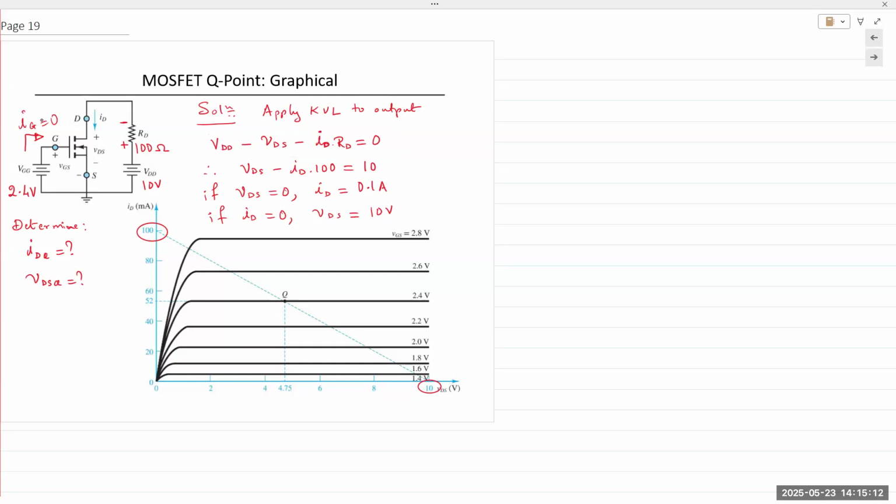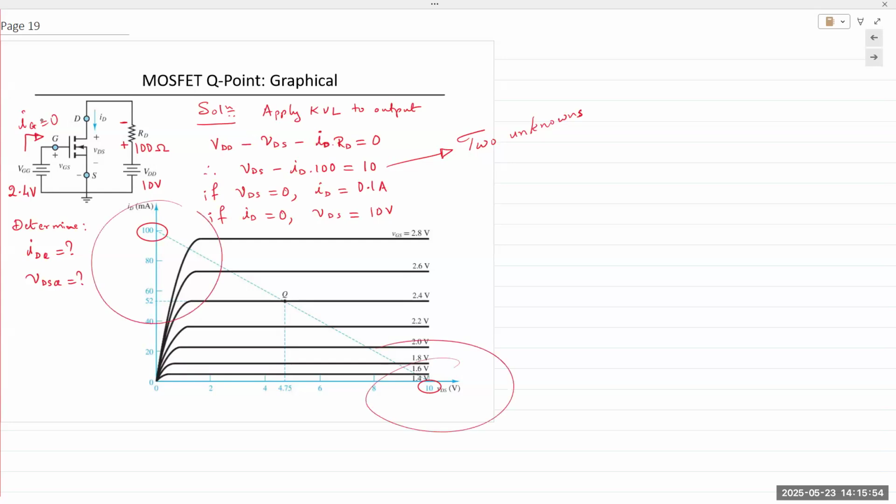Plug in all the known values, meaning RD and VDD, and we obtain VDS plus ID times 100 is equal to 10. And we obtain two unknowns in our equation. Now, this is the equation describing a line, which is the load line. To determine the plot points for the load line, we simply take the X and Y intercept values.